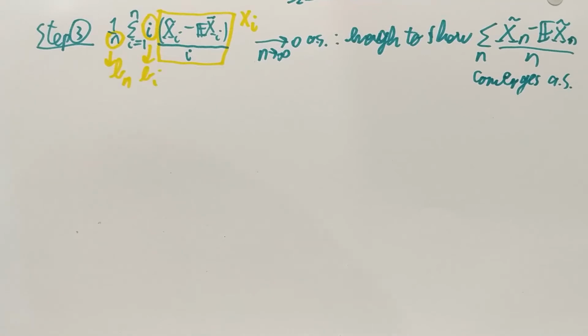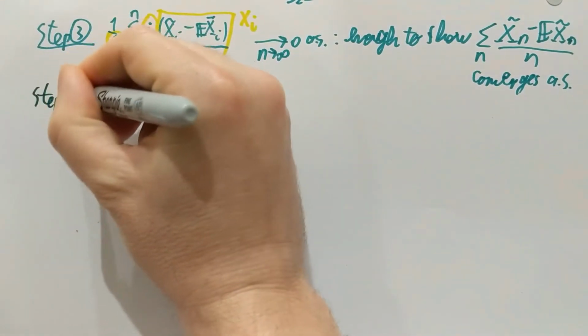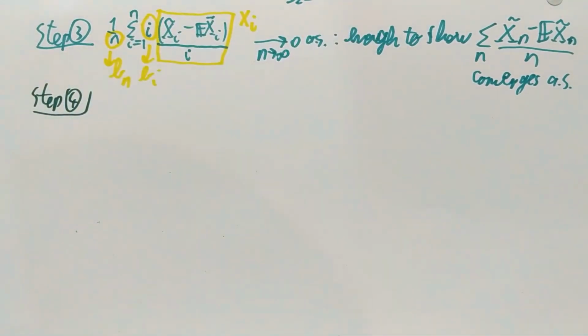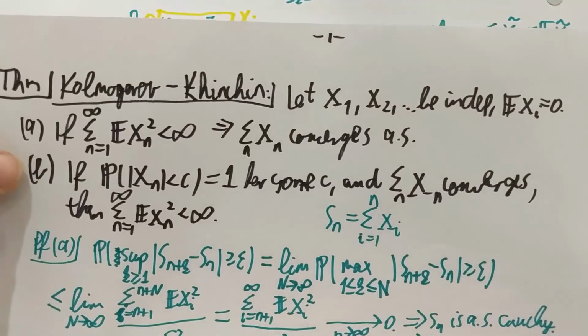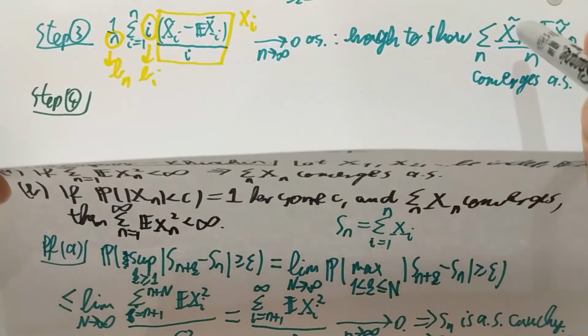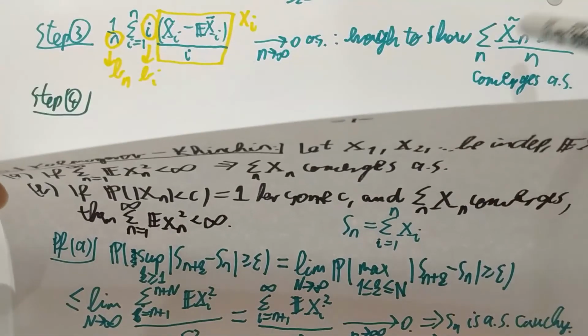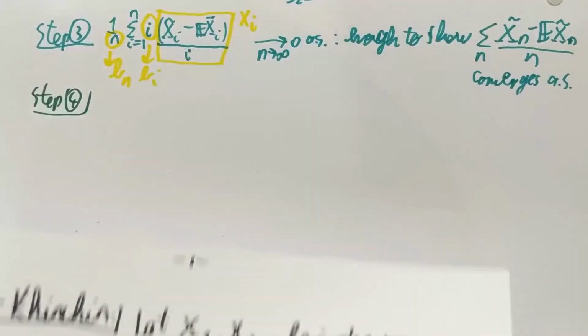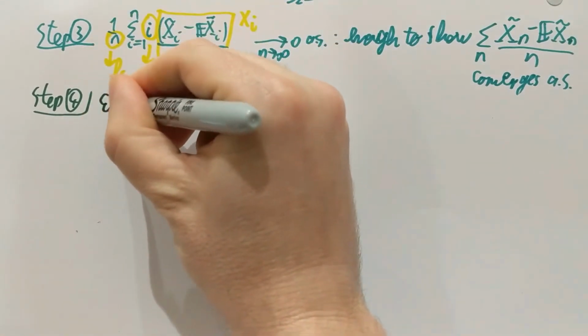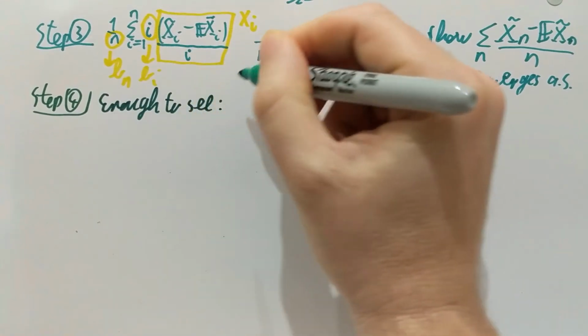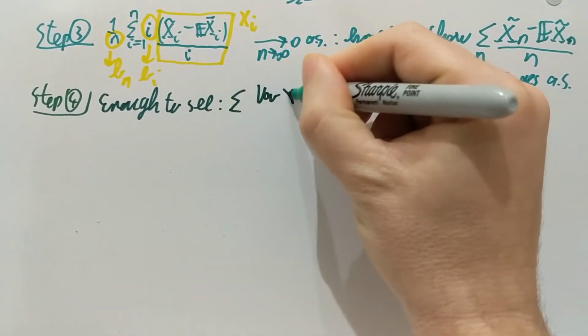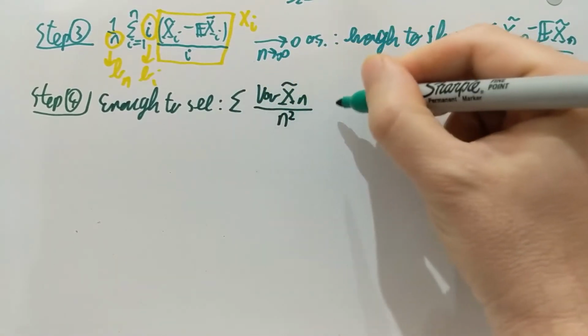So now step 4. Step 4 is to invoke Kolmogorov-Khinchin. Obviously, the x tildes are independent. They come from independent random variables truncated by n's, which are not random, so they are still independent. Kolmogorov-Khinchin: if we have independent random variables with mean 0, and these guys are mean 0 because we centered them, then if we can show that the sum of the second moments is finite, then we exactly have the convergence of the sum. So Kolmogorov-Khinchin tells me that it's enough to see that the sum of the variance of the x_n tildes divided by n squared converges.